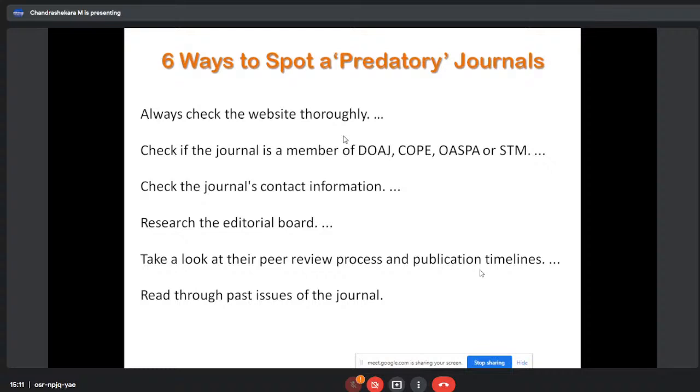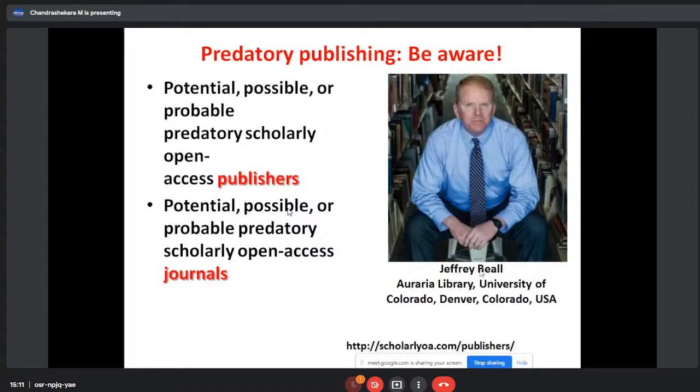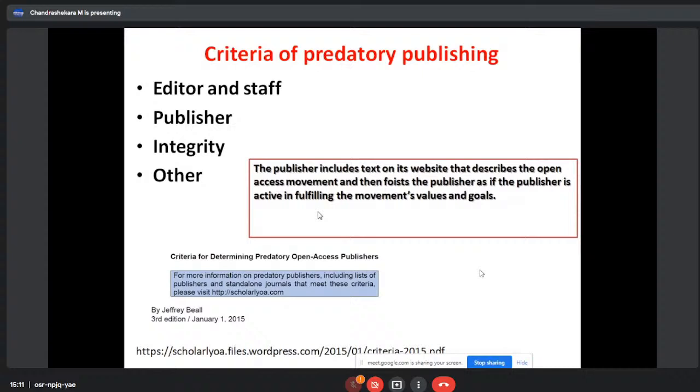Predatory publishing: be aware of potential, possible, or probable predatory open access publishers. Potential, possible, or probably predatory scholarly open journals also exist. So, the criteria for publishing, editor and staff, publisher, editor-in-chief, integrity, and other things are here. As per this, Jeffrey Bell is there. Then, examples of predatory publications, many are available. You can see them.